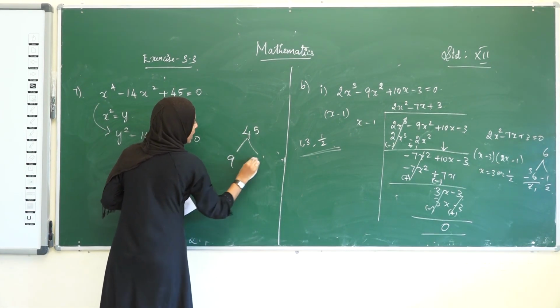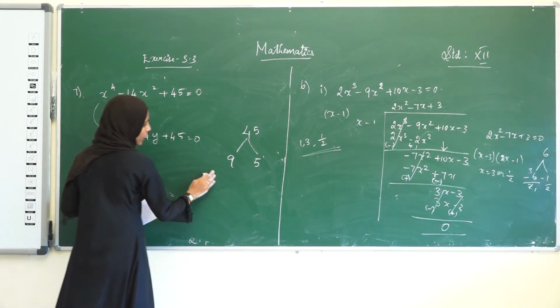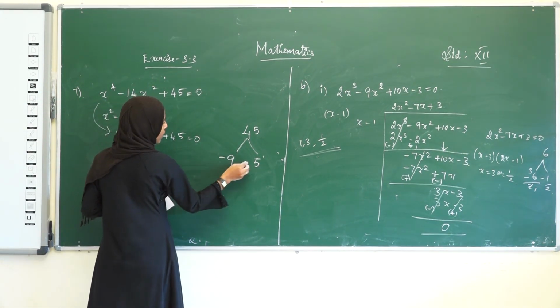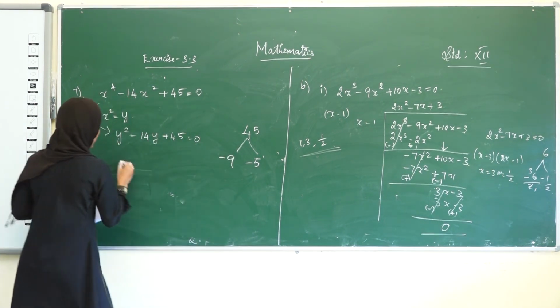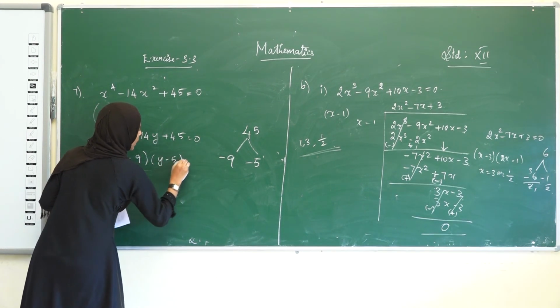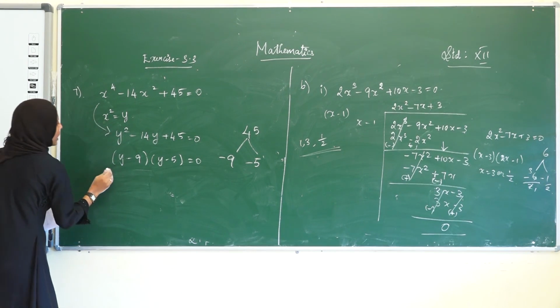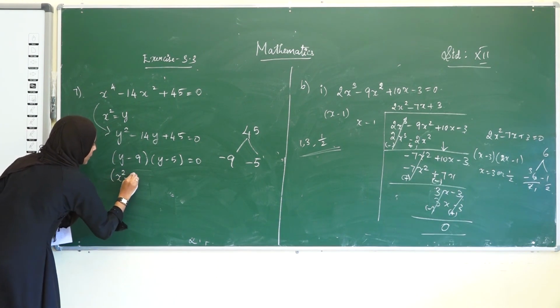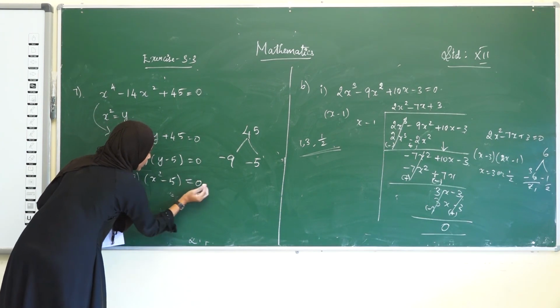45, 9 into 5, right. So, in the middle they have minus 14. So, while adding this, we have to get minus 14. Therefore, minus into minus. So, minus into minus, plus 9, 5 is 45. Therefore, y minus 9 into y minus 5 equal to 0. See, we have substituted the value of x square as y. x square minus 9, x square minus 5 equal to 0.